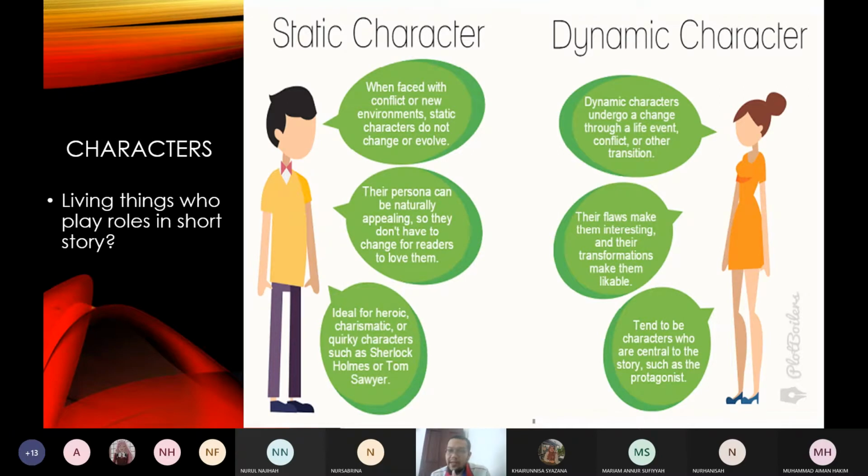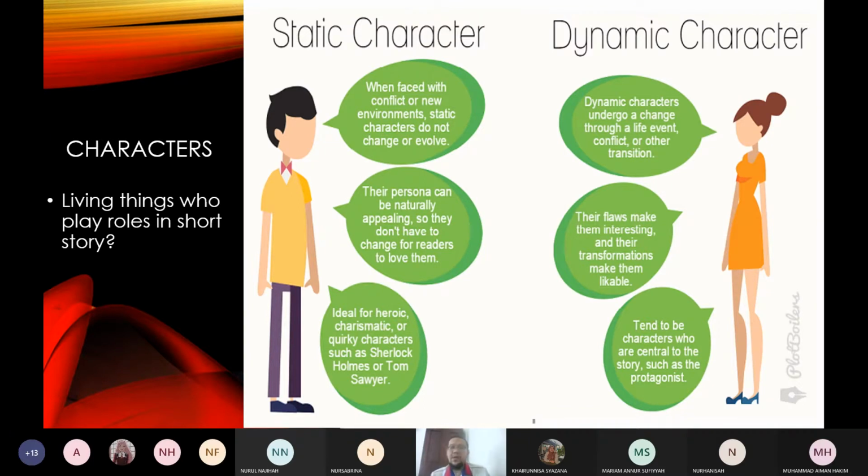Alright, dynamic character on the other hand undergo a change through a life event, conflict or other transition. Their flaws make them interesting and their transformation make them, dia akan jadi satu karakter yang mungkin suka because dia berubah. And tend to be characters who are central to stories such as protagonist. Alright, protagonist lawannya antagonis. Watak protagonis ni dia macam lawan kepada antagonis. Watak utama dia mungkin watak yang menolong itulah. So boleh you cari dah.